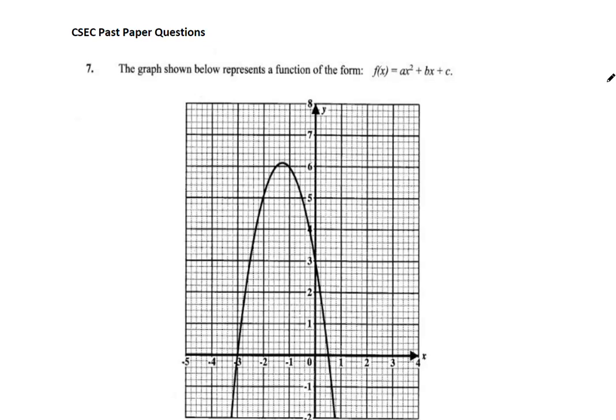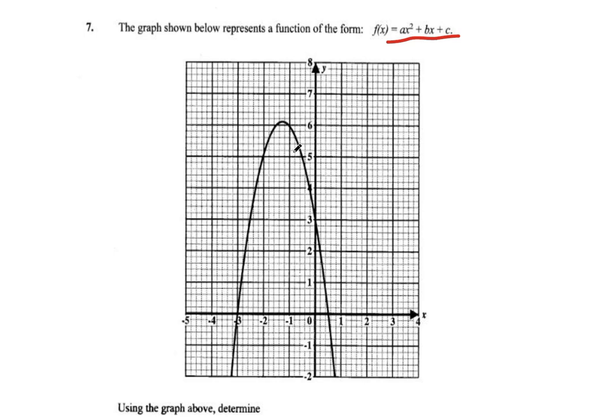In this video, I will be looking at Caribbean Examination Council's CSEC past paper question samples. In this question, we are told that the graph below represents a function in the form ax squared plus bx plus c, which is a quadratic. This is the standard form for a quadratic function. So essentially, this graph represents the graph of a quadratic function, which is a parabola. Graphs that take this smooth U shape, be it upwards or downwards, represent a parabola.